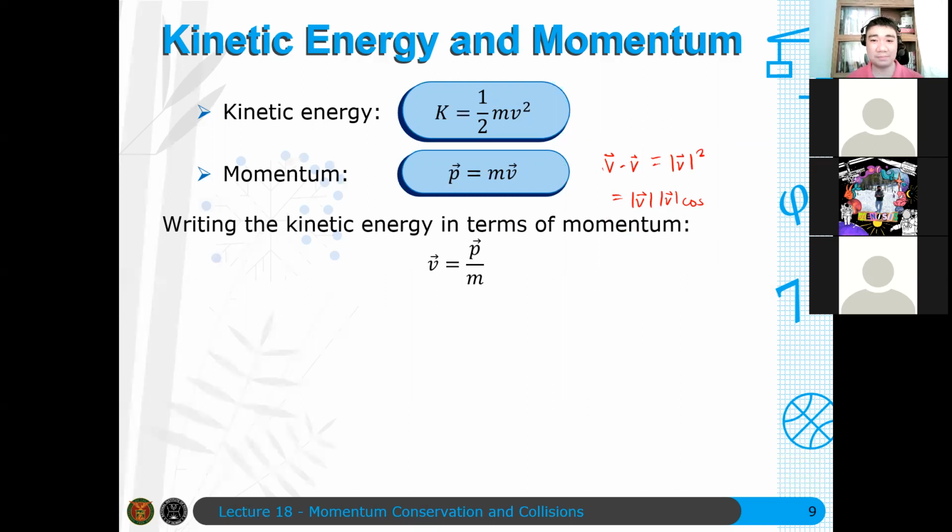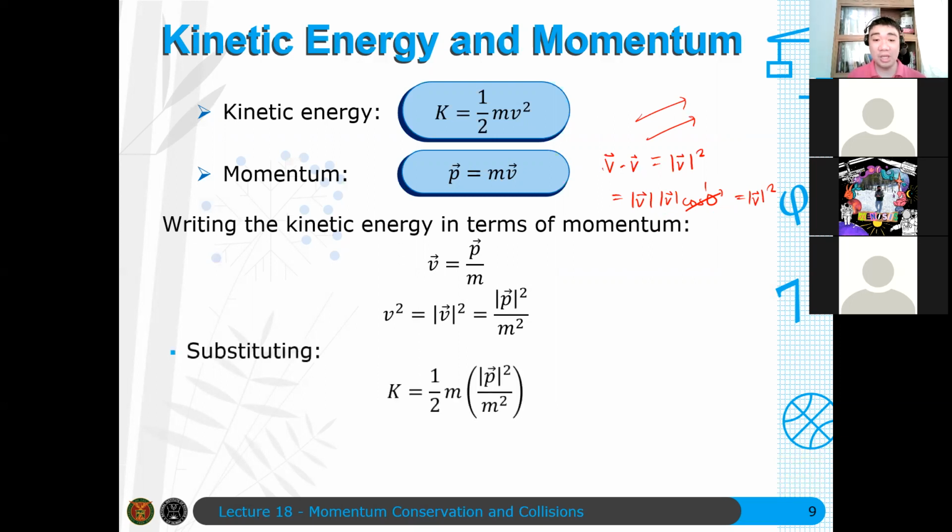Halimbawa, meron akong V dito, meron akong V dito. Ano ang angle between dyan? Di ba 0, of course. Therefore the cosine is equal to 1, and this is the magnitude of V squared. So V squared here is the magnitude of the velocity squared, which is equal to the magnitude of the momentum squared over m squared. And hence, when you substitute that into our expression of kinetic energy, we get K equals 1/2 m times P dot P over m squared, and therefore K is P squared over 2m.